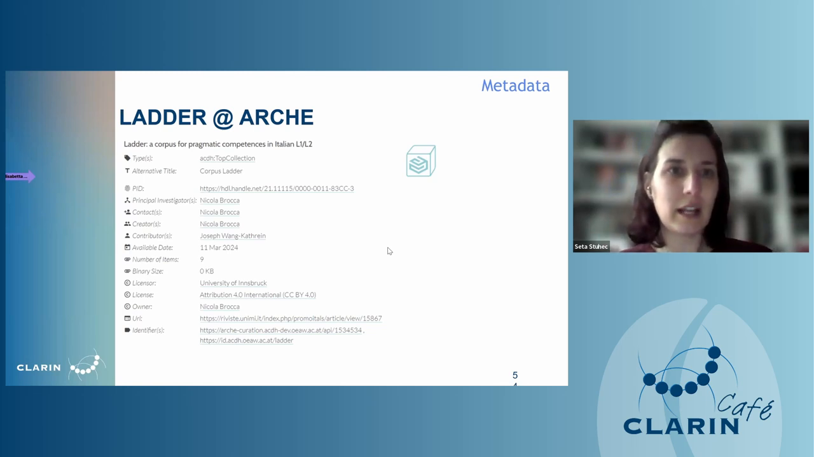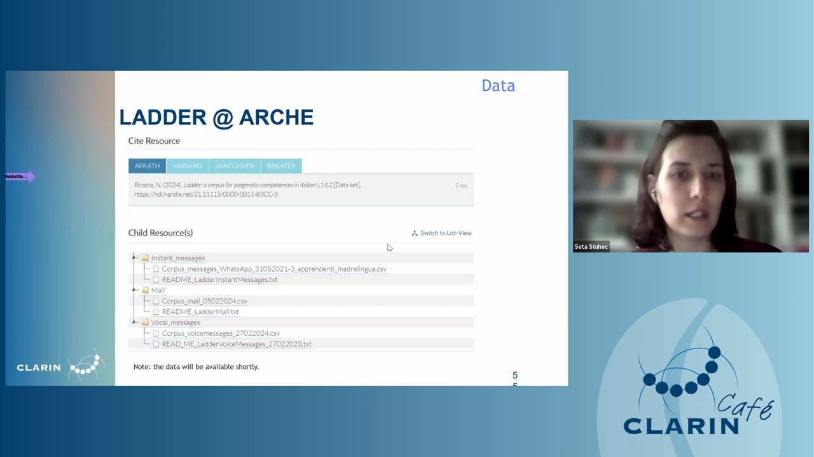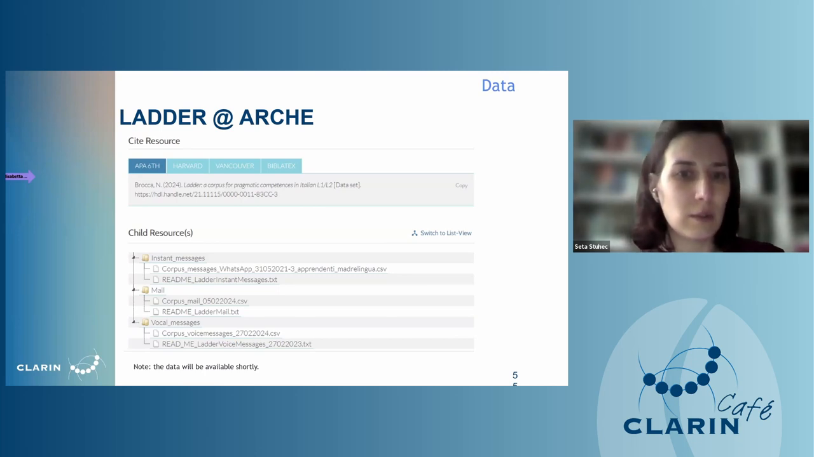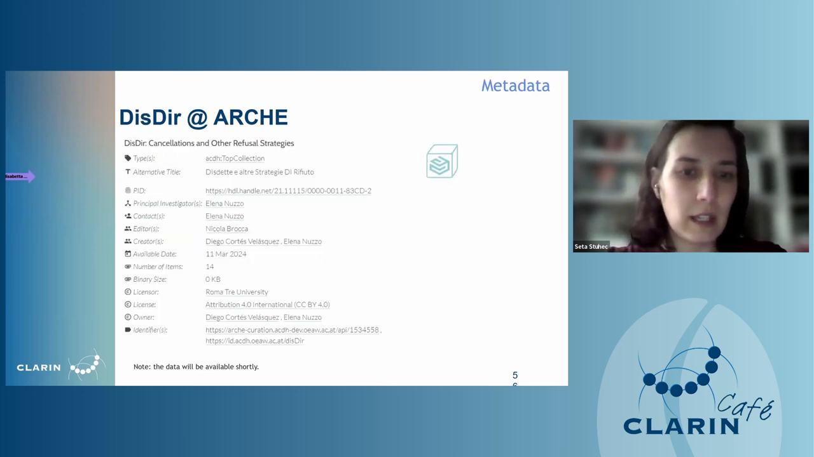Now, if I explain how this is done in ARCHE, it's basically one collection where you have all the files and subfolders in, just like you basically have them on your computer. And every single file and every single folder gets its own metadata. And this one is now for Ladder. So I now create the metadata for it. Here you can also see how the data will be structured inside of this collection. You can see we have instant messages, mail and vocal messages, and each one of the raw data has also the README file with it. All of these things will also be accompanied with metadata. And this is the same thing I have done now for DisDir.